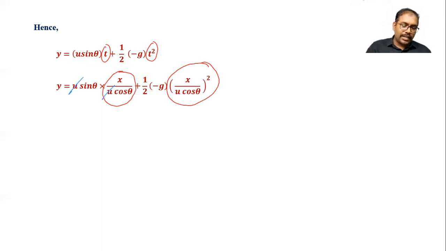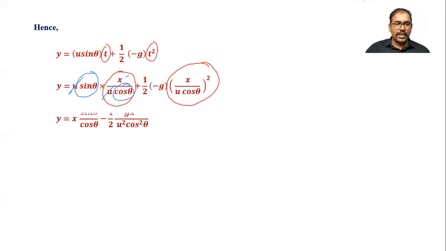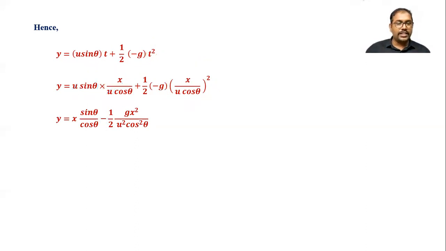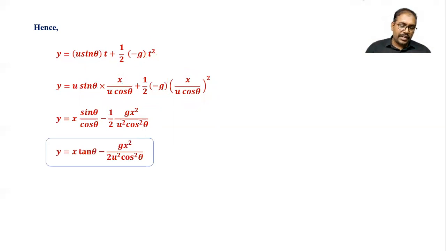Then sin theta divided by cos theta is tan theta into this x. So we can write x multiplied by sin theta divided by cos theta, and this minus sign we have written here, 1 by 2 g, then this x square divided by u square into cos square theta. Then sin by cos is tan. So y is equal to x tan theta minus g x square divided by 2u square cos square theta. And this is the equation for the path of a projectile.